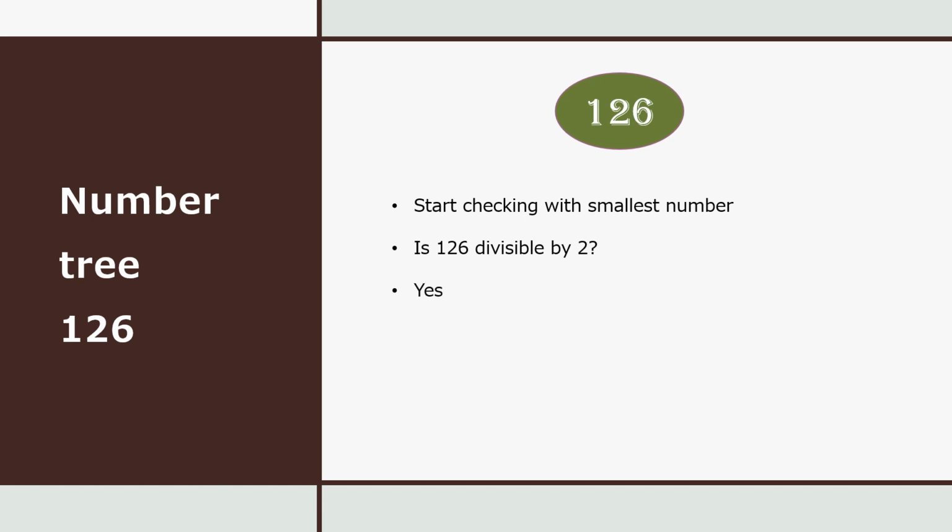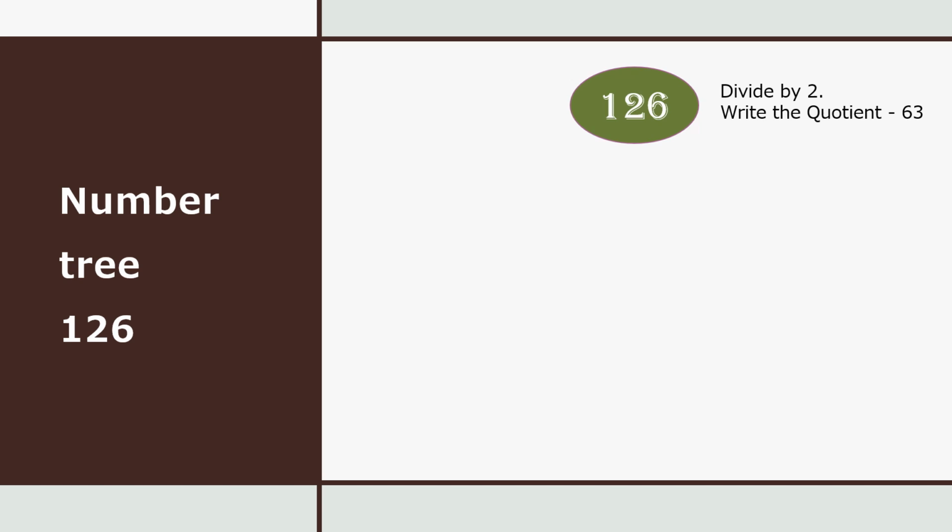Yes, it is. So what do we do? We divide it by 2 and write the quotient, which is 63. Divided by 2, get 63. Why did we write 2 in pink? Because 2, we cannot make it any more smaller.